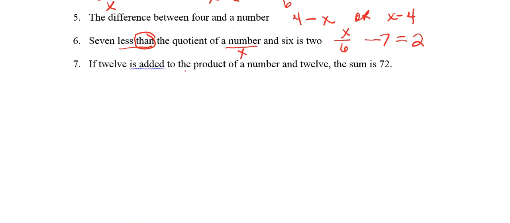If 12 is added to the product of a number and 12, we tend to write the numbers in front of the letters when we're doing their product. The sum is 72. So this section is all just about writing things, turning the words into the symbols and the numbers.